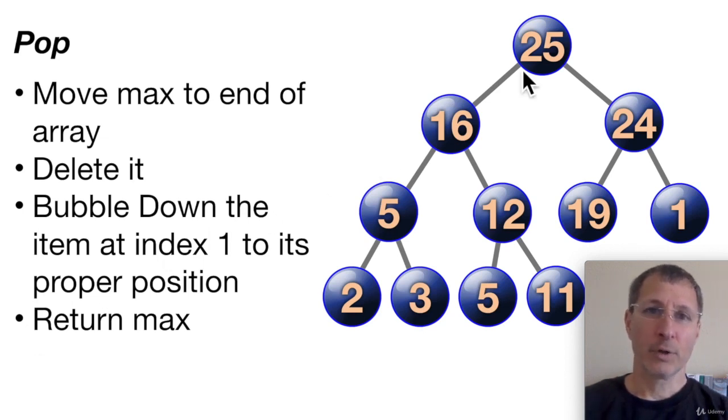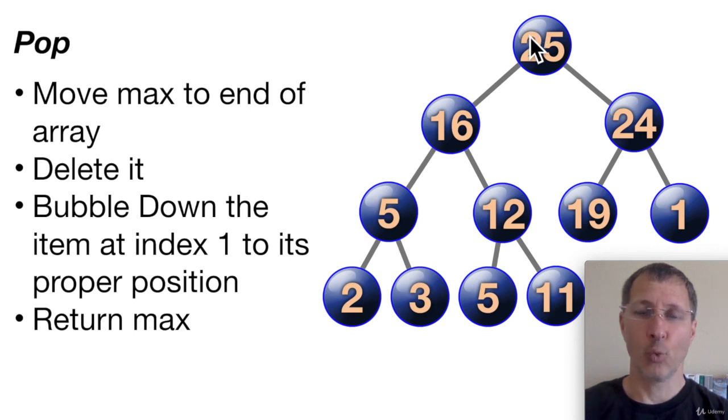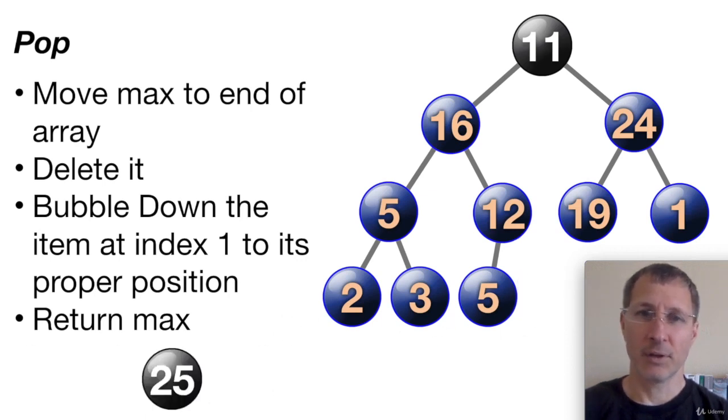And in pop, first we're going to move this topmost item. We want to pop off the max, which we know is in index position 1. First we're going to swap it with the item in the last position. Then we're going to delete it from the heap, and then we're going to bubble down the item here to its proper position. So let's take a look at the example. So 11 is in the last position, 25 is the item we want to pop. So we're going to swap those two, 25 and 11 swap places. Now we can remove 25 from the heap without affecting the rest of the heap. It's in the last place, it doesn't affect anything else in the heap.